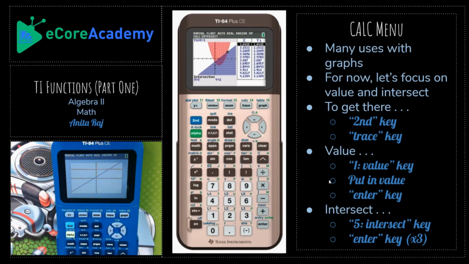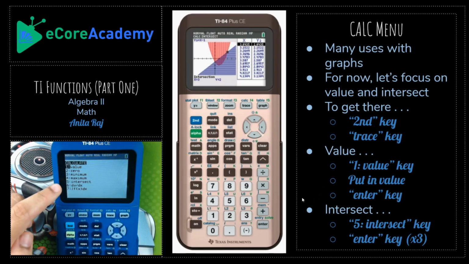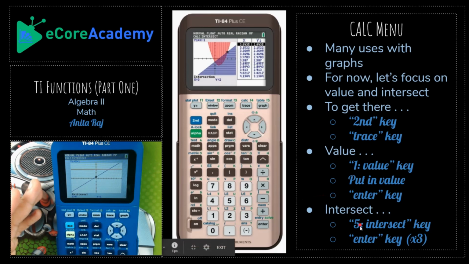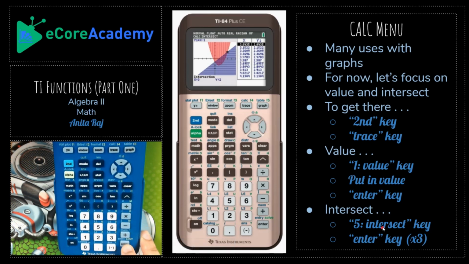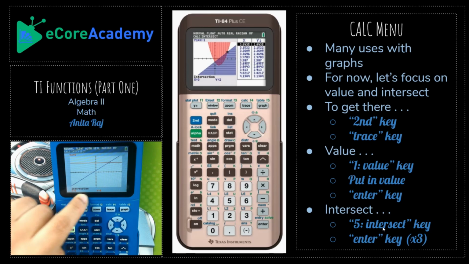So then you want to go to your CALC menu again, second, trace. You'll go back to your CALC menu, and then the intersect function is function number 5. You can either scroll down, or I'm just going to press 5, and then I'm back at my graph. As you see in my instructions, you want to hit enter 3 times. Your enter key again is down here. So you're going to press enter 3 times. 1, 2, 3. Then it'll tell you the intersection, and the intersection is the point 5, 6.